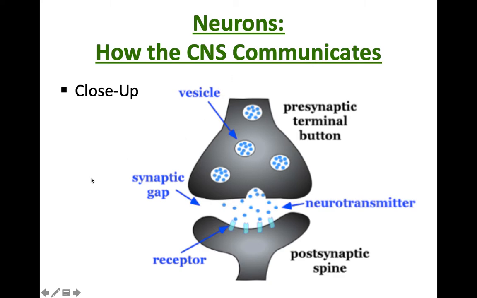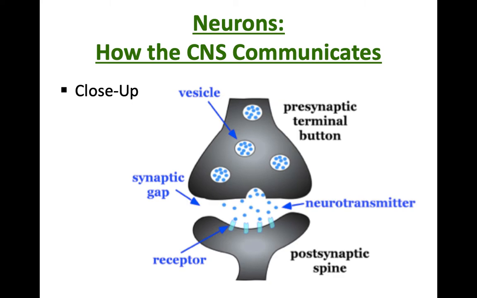But what this slide shows is a close-up of the terminal button. And this is basically where one neuron meets another. And here, neurotransmitters, which are chemical signals, cross the synaptic gap. I explained this, but I'll do it again: when the action potential, this electrical signal, reaches the end of the axon, neurotransmitters are released and they float across the synaptic gap.